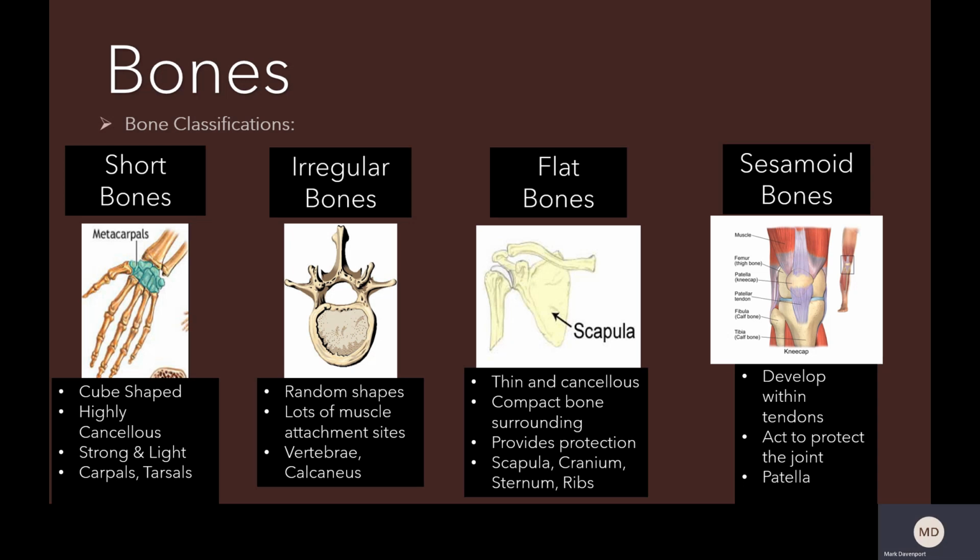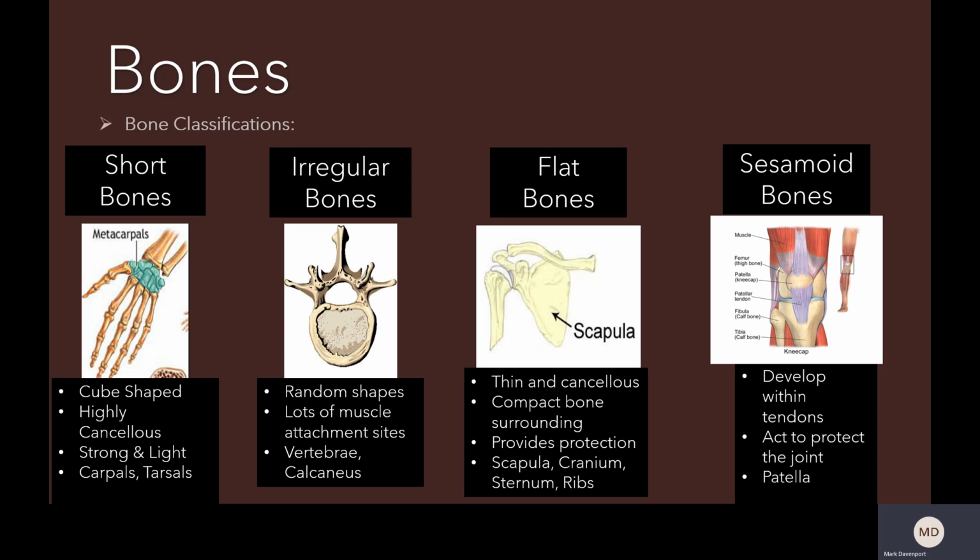Irregular bones, you've got random shapes. There's lots of muscle attachment sites, and the obvious one is your vertebrae, which is pictured there. So think about the discs in between. Your calcaneus, I can never say that word properly, but that's your heel.